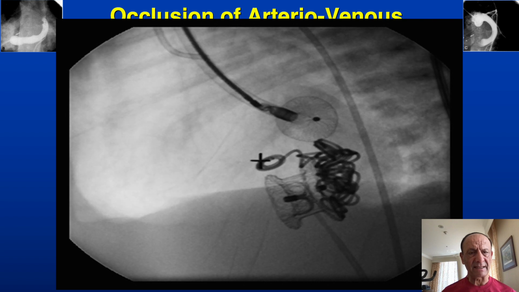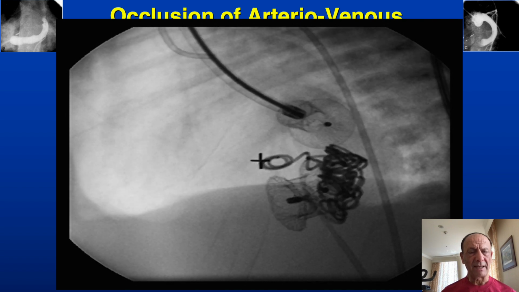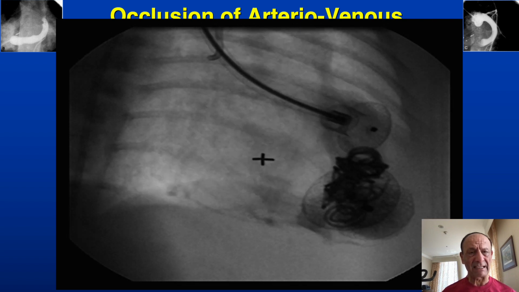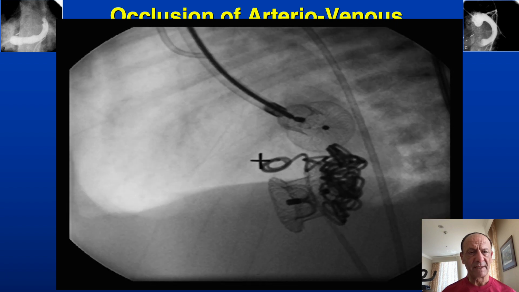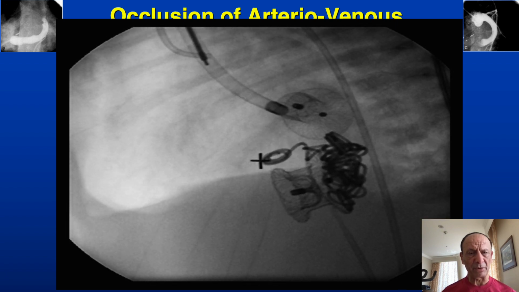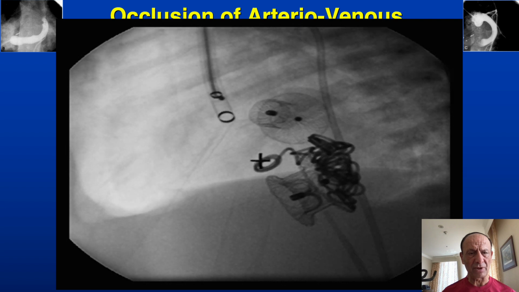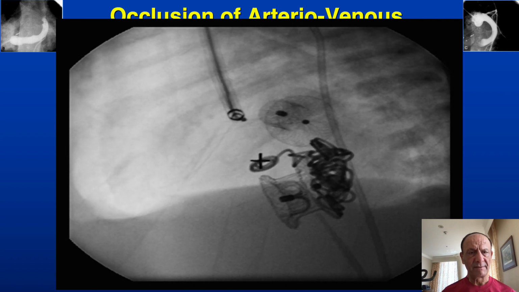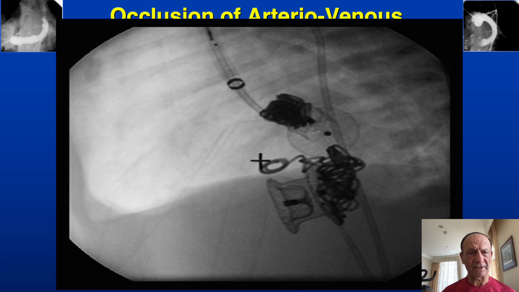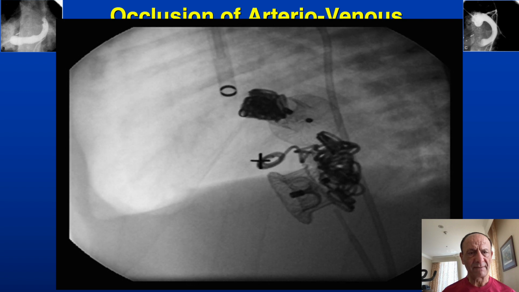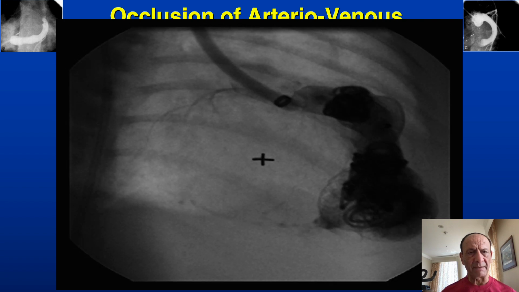Then the second cath, as you can see, I'm now putting the PDA device from the right carotid artery. Then on top of it, I put a Gianturco Grifka vascular occlusion device. There is the Gianturco Grifka vascular occlusion device. And then the patient did very well.